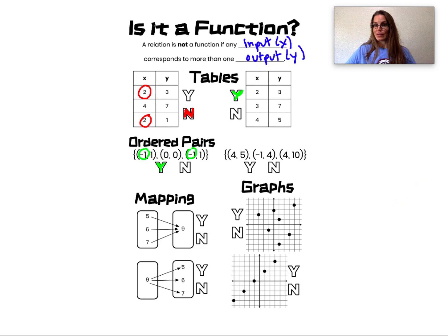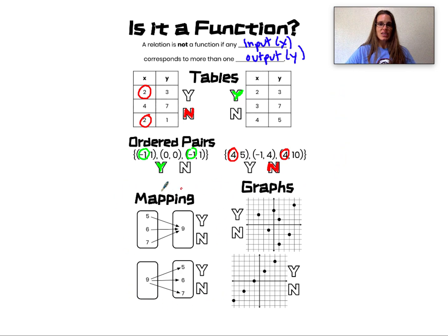Next example must be a no, and it is. So we have the input of 4 going to an output of 5, x equals 4, y equals 5. But then we have a repeated input, which goes to a different output. So we have an input of 4 again, this time going to an output of 10. This is not a function. So when one x value goes to two different y values, that is not a function.